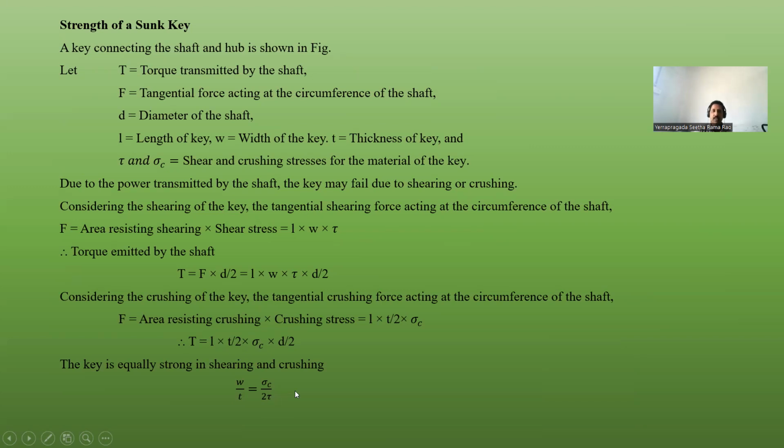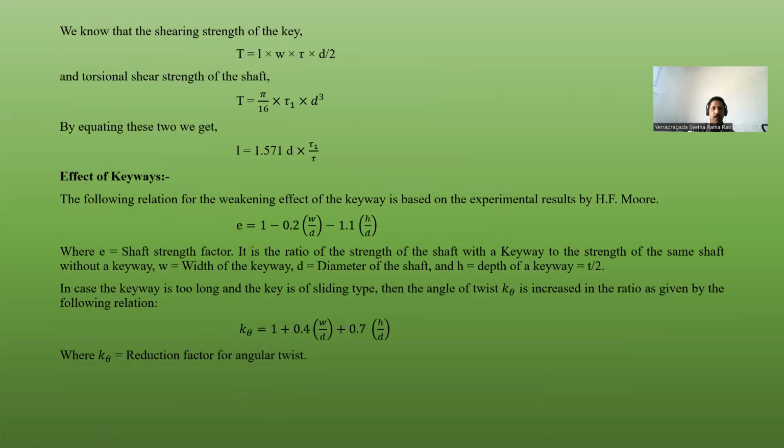Then we are using the square sunk key here, and for the shearing strength of the key, these are the equations we are using. The total torsional shear strength of the shaft is equal to pi by 16 tau d cubed. If you equate the shear strength of the shaft to the shearing strength of the key, we get the length of the key as 1.571 times d into tau one by tau.